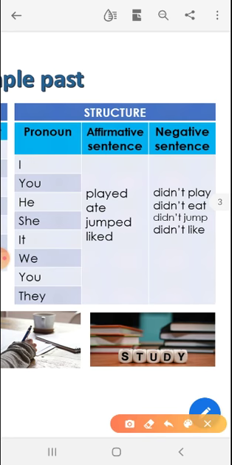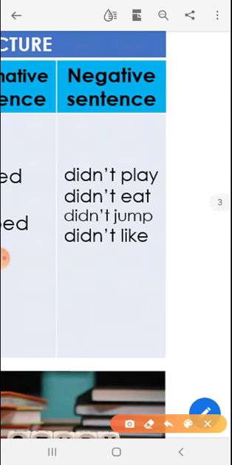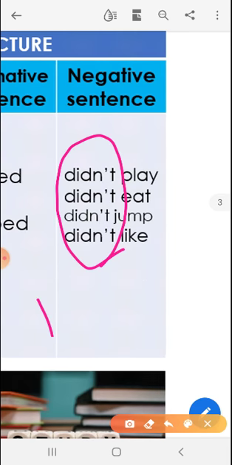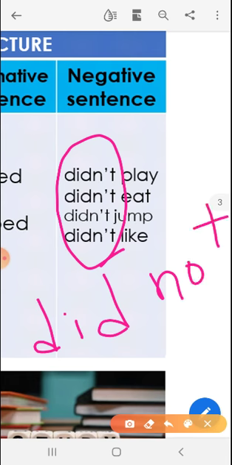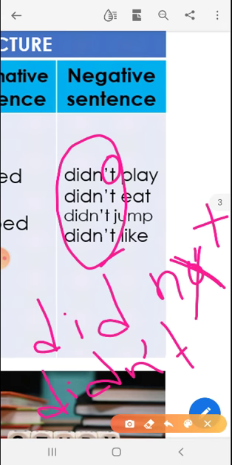Attention here. In affirmative, jumped. I jumped. Pero negative, I didn't jump. Attention here. This expression, didn't, is a contraction for did not. Yes? La diferencia es que hemos borrado esta O y solo pusimos apóstrofe. Yes? Y ya nos queda didn't. Mira, borramos la O y nos queda nada más didn't.